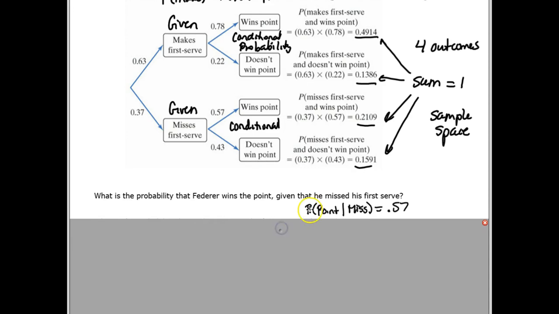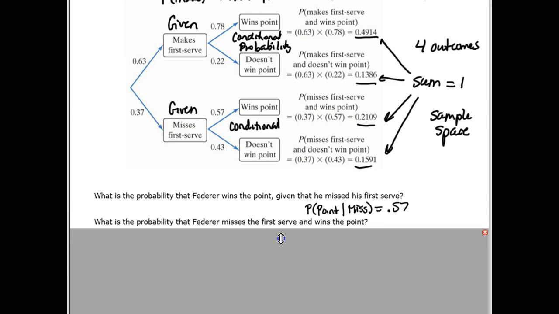So we're asking the probability of a point given a miss. Well, this is actually given to us directly in the conditional probability line of the tree. Given that he missed the serve, the probability that he wins his point is 0.57. So that's one of the pieces of information that we are given at the start.